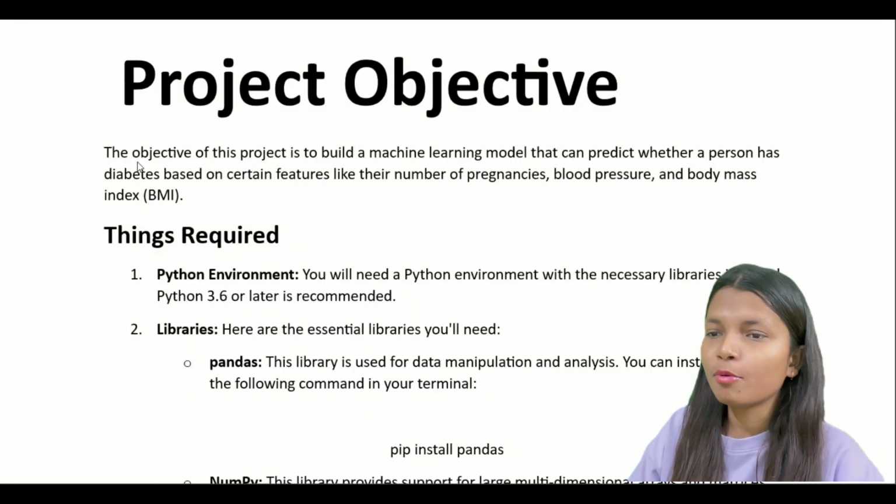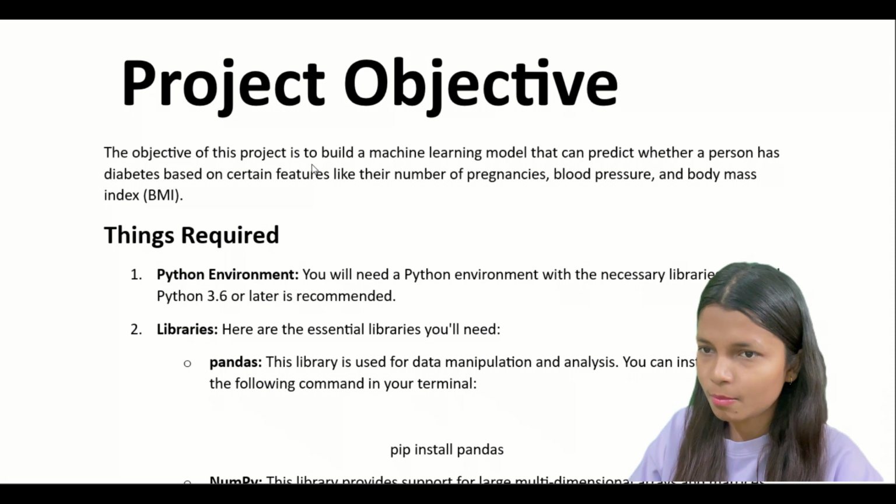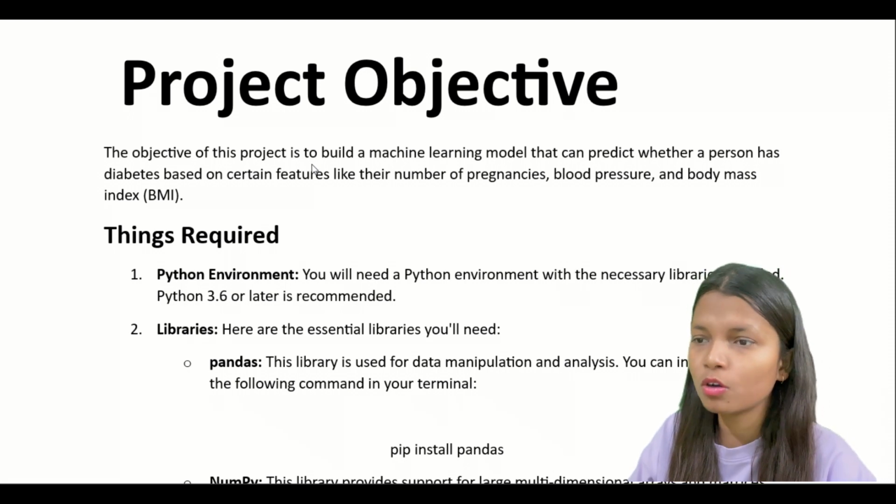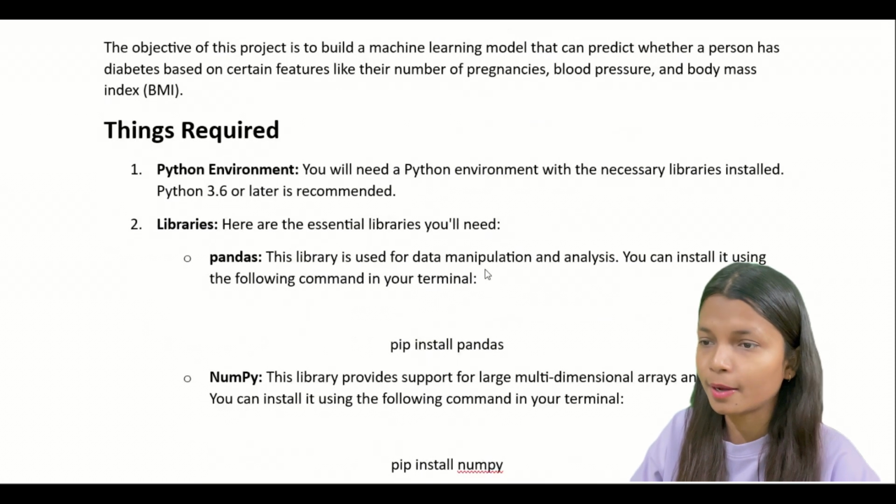In today's video, I will tell you about one project which is for beginners, and that is diabetes prediction. So let's get back on the screen and see what the details of this project are and how to build it. So basically, this is the project objective I have written. The objective of this project is to build a machine learning model where we are going to predict whether a person has diabetes on the basis of certain features which I have written in the data.